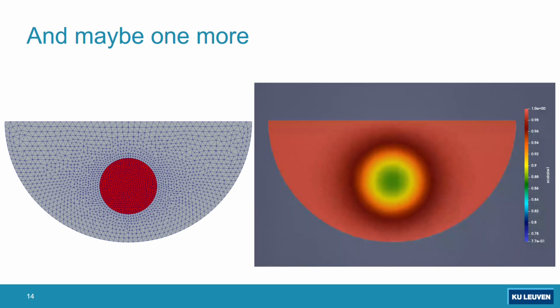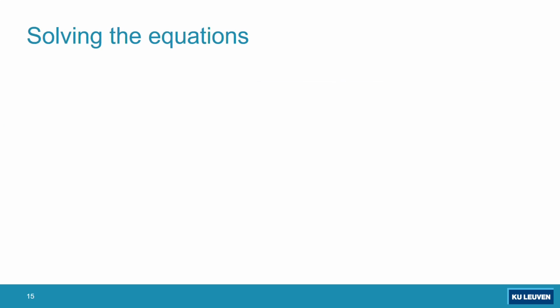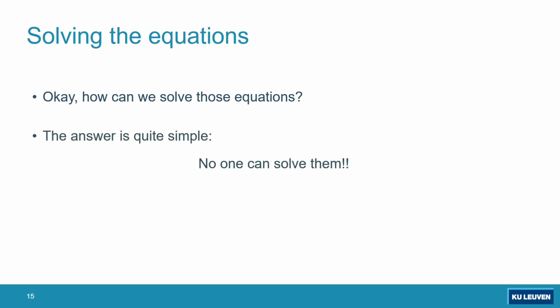So these were just examples of what we do. And here, we want to start to see how we do that. We want to see how we solve those equations that I showed you, describing different phenomena, like fluid flow, concentration of oxygen, growth of tissue. We have the equation, and then we want to see how we can solve them. The answer is quite simple: no one can solve those equations analytically because they are impossible to solve. But then how do we get those results? The answer is we can approximate the solution.